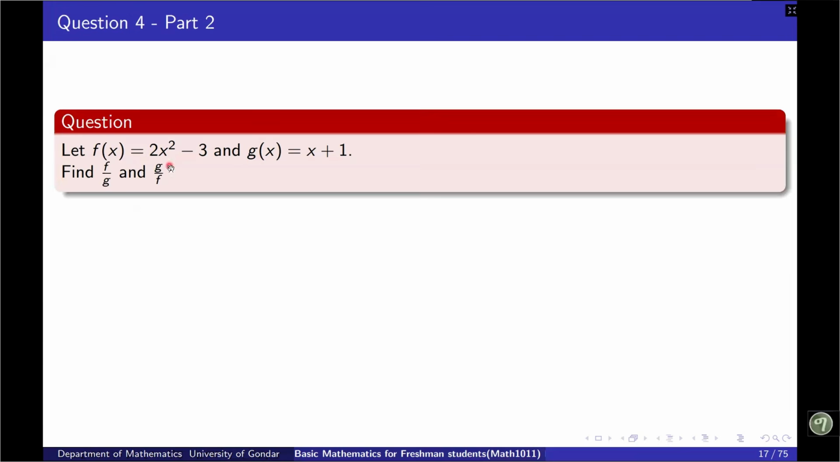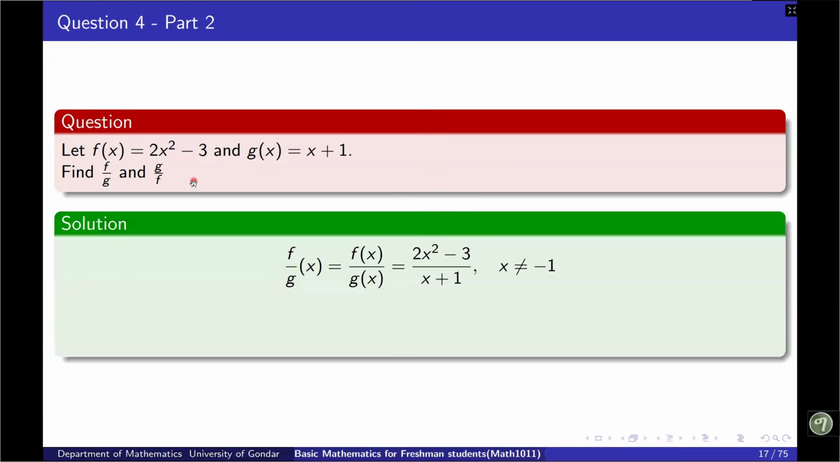And next, on the same functions f of x and g of x, let us see how we can obtain f over g and g over f. We know that f over g of x is equal to f of x over g of x. So if we substitute the terms of f of x and g of x, we have 2x squared minus 3 over x plus 1, but this quotient function will be defined only when the denominator, that's g of x, is non-zero. So the domain of this function is the set of real numbers except the real number which makes this zero, in this case, x equals minus 1. So this is the quotient.